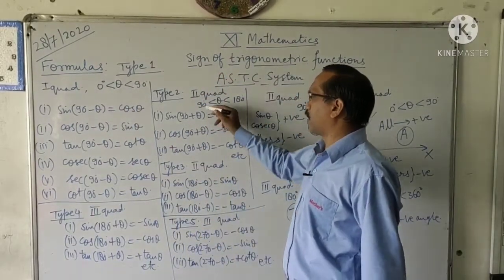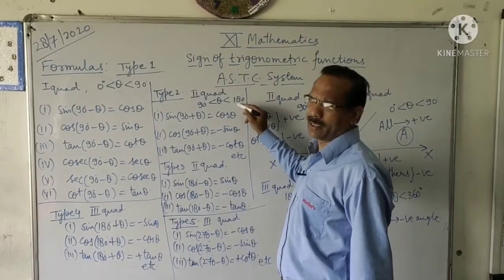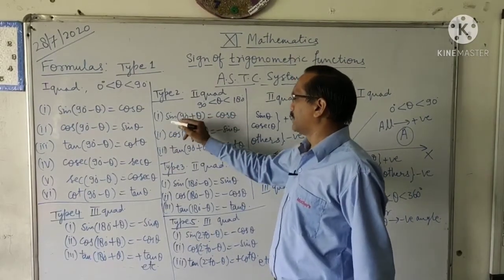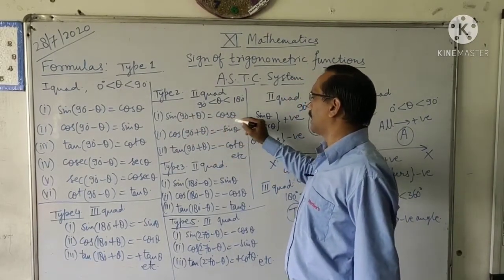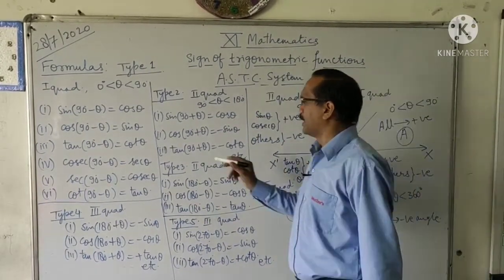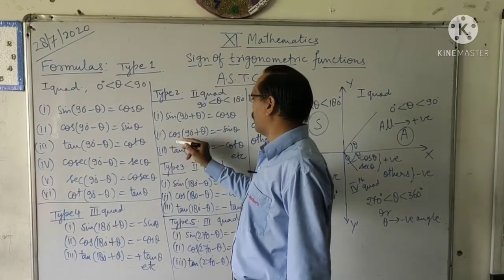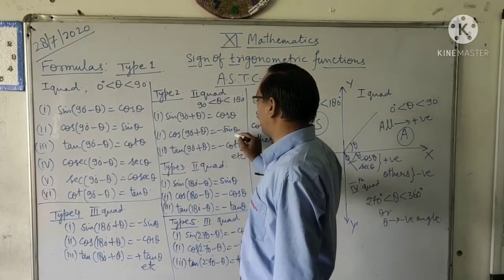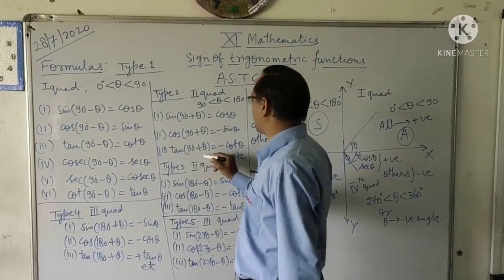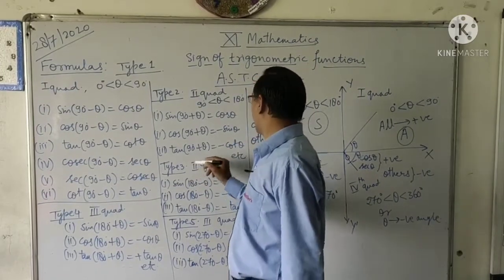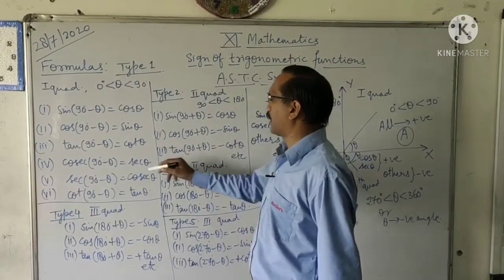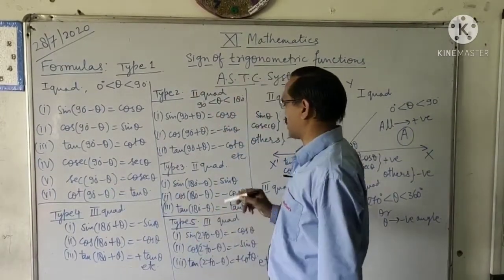That is called complementary angles. Now, in the second quadrant, theta is less than 180 degrees and greater than 90 degrees, and the formulas are like this. Sin(90 plus theta) is plus cos theta, because in the second quadrant sin is positive. In formula number 2, cos(90 plus theta) is minus sin theta, because in this quadrant cos is negative. Tan(90 plus theta) is minus cot theta, and we can write similar formulas for cosec, sec and cot also.